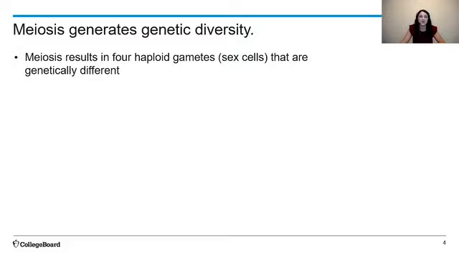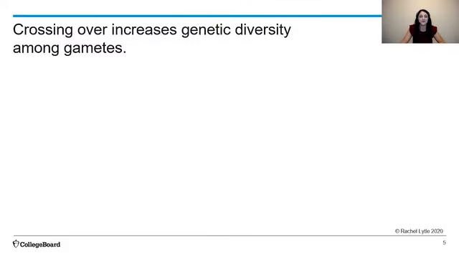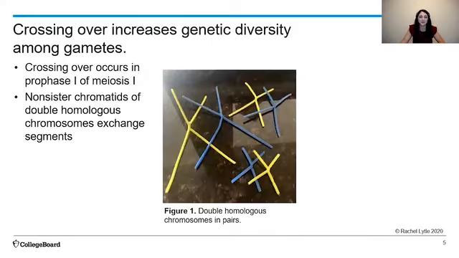So, meiosis results in 4 haploid gametes, or sex cells, that are genetically different. And there are different processes that take place during and after meiosis that help to generate that genetic diversity. One of those is crossing over. So crossing over increases genetic diversity among gametes. And crossing over occurs during prophase 1 of meiosis 1.